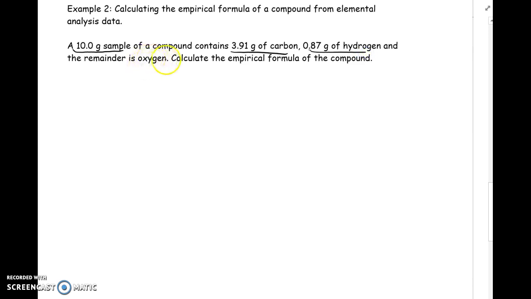So the first thing I'm going to do is find out how much oxygen there is. So the mass of oxygen, I'm just going to do that over here, will equal 10, which is the total size of the compound, minus 3.91 minus 0.87. So this will come out to be 5.22 grams.